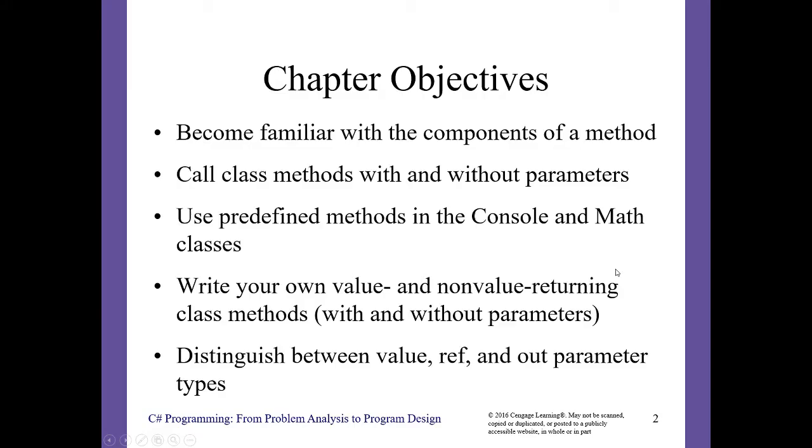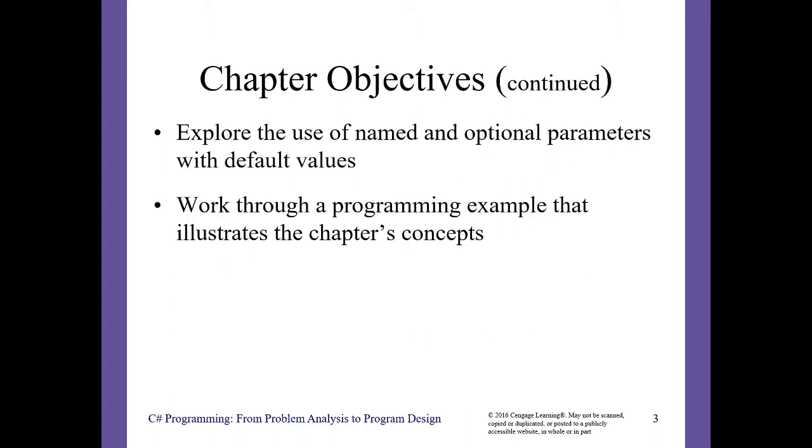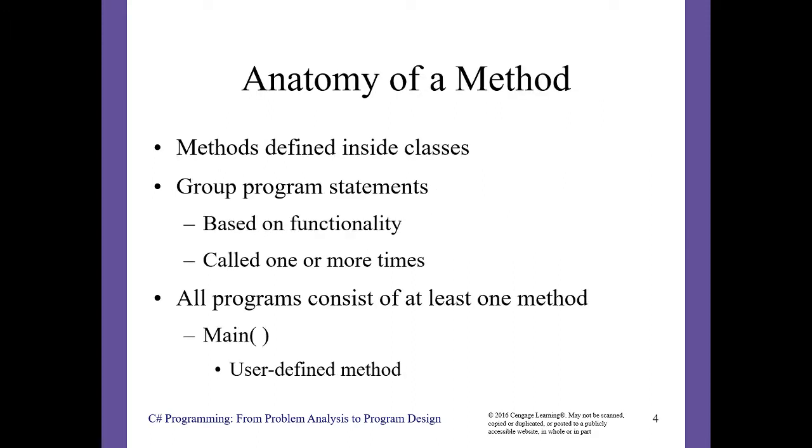We have a lot of objectives for this chapter. We'll be looking at the methods that we've already used in the console class and look at some new ones in the math class and talk about writing our own methods, different types of inputs or parameters that we can use for our methods, and then our chapter example is getting to be more and more important as we move through more involved and intense code.